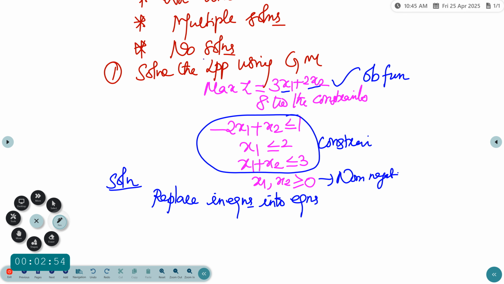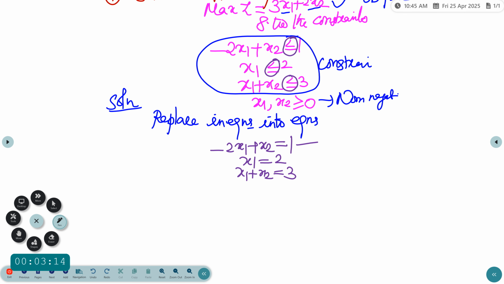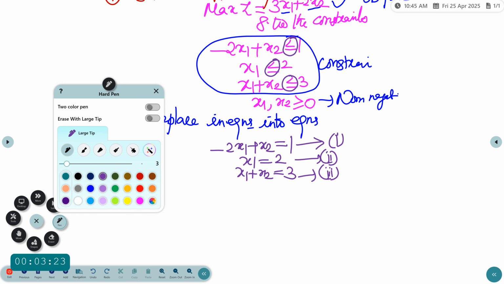So how can we replace inequation into equation? Just all the less than or equal to constraints converted into equal equation. So minus 2x1 plus x2 equal to 1, x1 equal to 2, x1 plus x2 equal to 3. Here we are having three constraints. Mark it as equation 1, equation 2 and equation 3. Now consider the equations one by one.